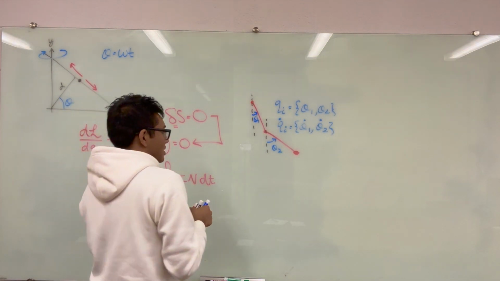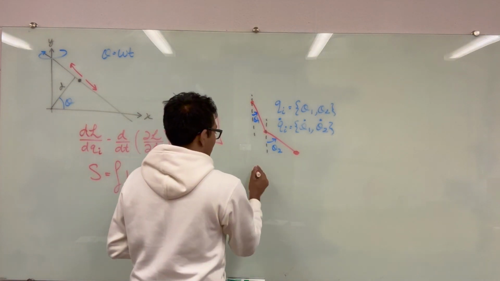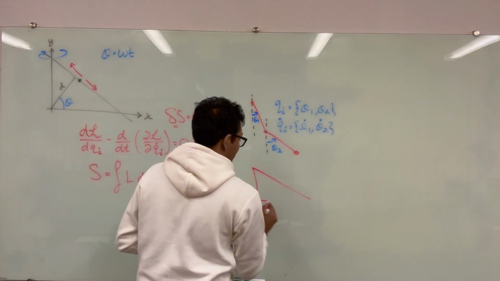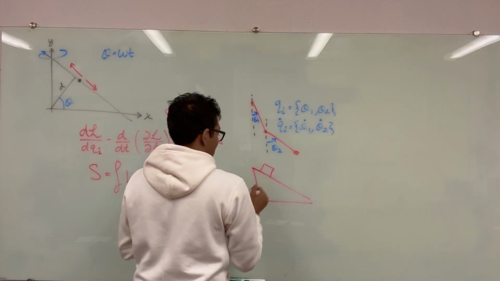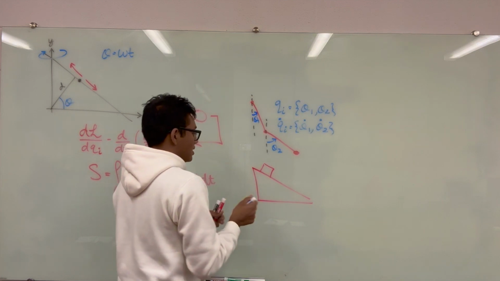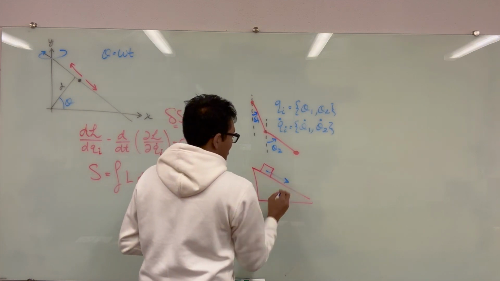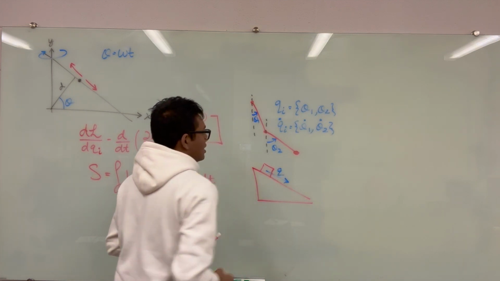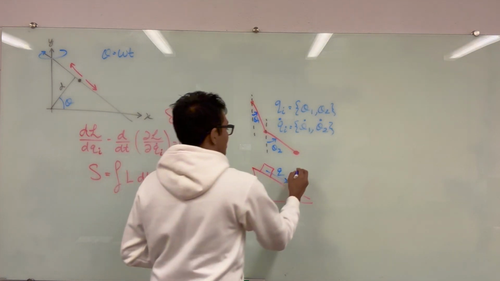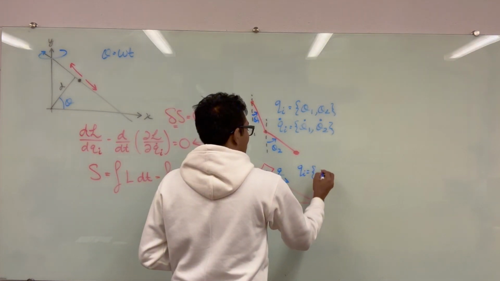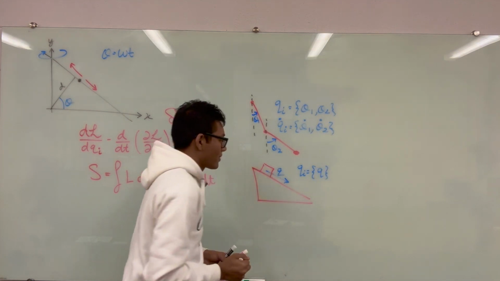Let me give another example. If you have, for instance, a ball on a ramp or some box on a ramp, then the generalized coordinate is simply this vector, let's call it q, along the ramp. So here we have only one generalized coordinate, which is q.